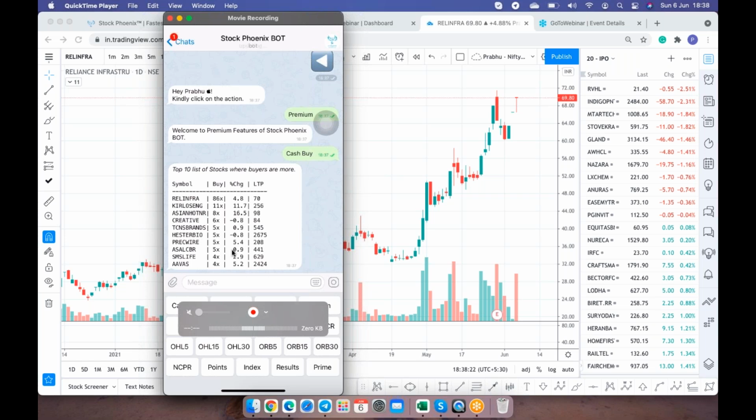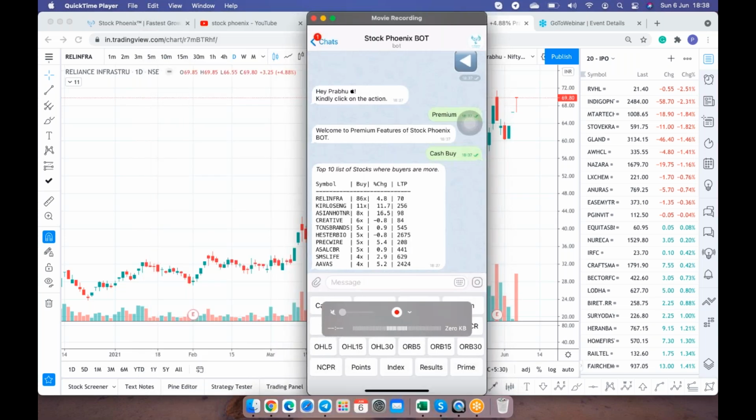Like this, the top 10 stocks where the buyers are more will get populated. It doesn't mean to go for a buy looking at this number. It is just where the volume is getting played. It will just help you to shortlist the stocks. You can go back to the terminal, check the chart behavior, and make a decision to enter or exit.